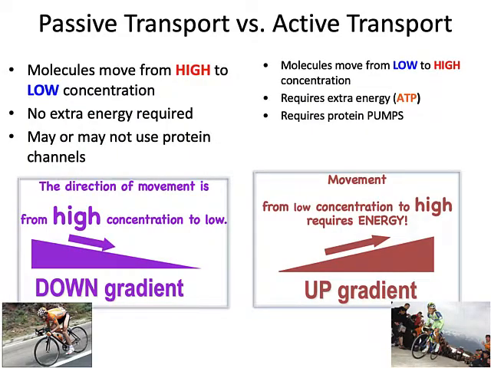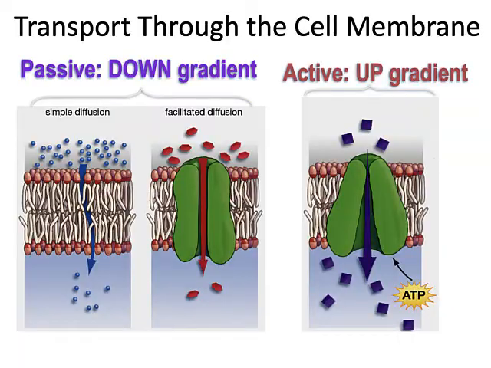Active transport, therefore, in summary, means we're moving from low to high concentration, and because we're going against the concentration gradient, we must use extra energy. We also must use protein pumps because that energy has to interact with that protein in order to move these solutes up the gradient.